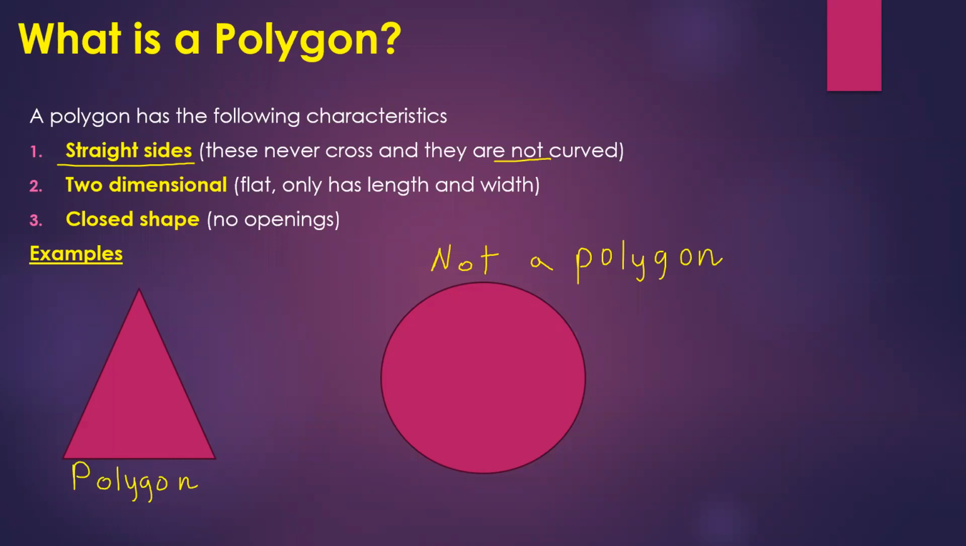So this is what a polygon is. A polygon has straight sides, it's two-dimensional, and it has a closed shape.